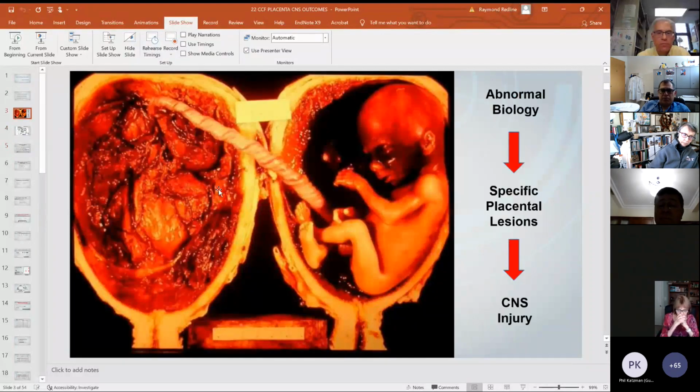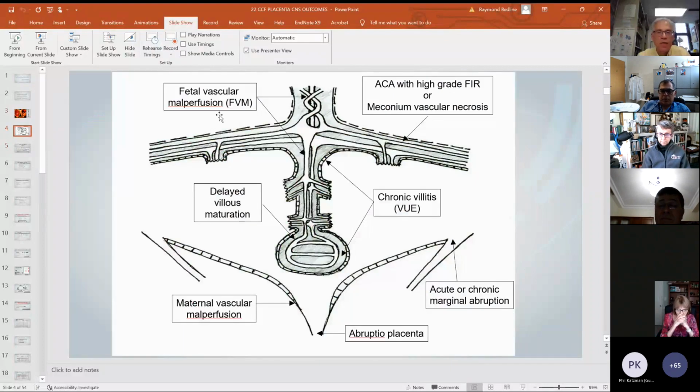Yes. Okay. So the one I was talking about here is the schematic diagram of the placenta. Baby is up here at the top. These are the maternal arteries going into the placenta. This is the villus tree. This is the fetal surface of the placenta. This would be the maternal surface of the placenta.